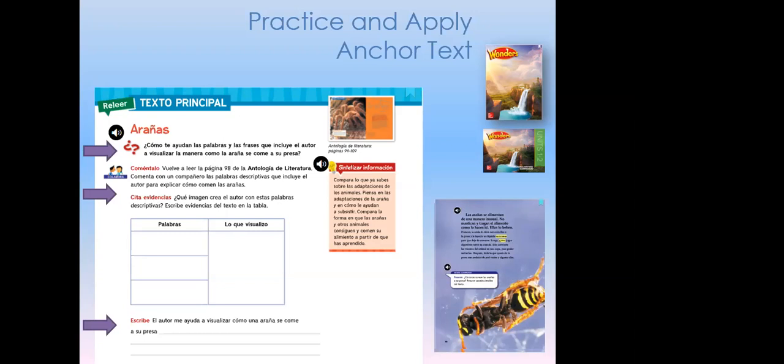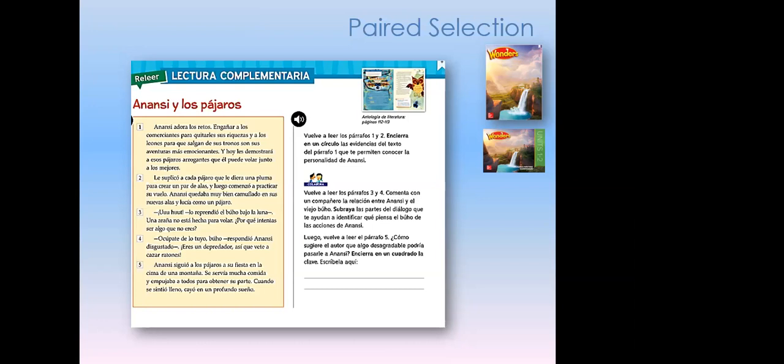Aquí tienen también in that texto principal or that anthology, tienen también lo que le decimos una lectura compartida or a paired selection. The paired selection is always, even though you're seeing here, it is Anansi y los pájaros, which is a fable, it is also in correlation to the concept. I guarantee you that Anansi came up with some sort of adaptation in order to escape from its prey. So aquí tienen an excerpt. So tienen un pedacito de esa lectura compartida or that shared read that you're going to find in its entirety in the anthology, you're going to have a little excerpt en el libro de lectura y escritura.